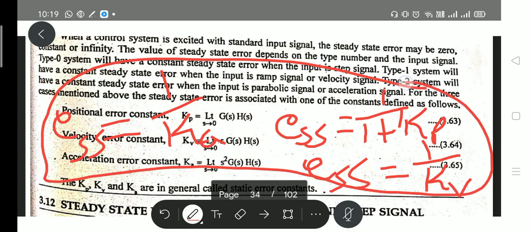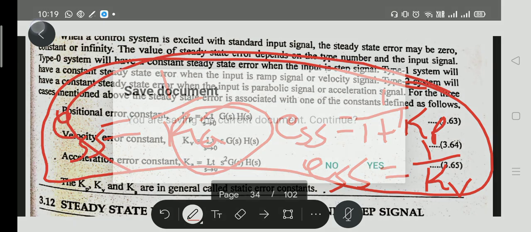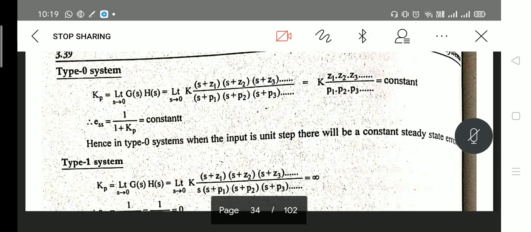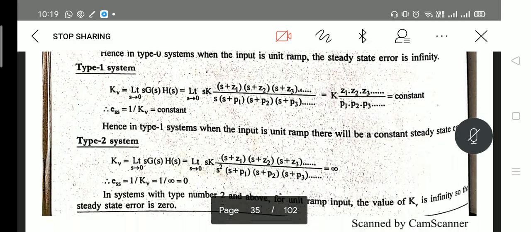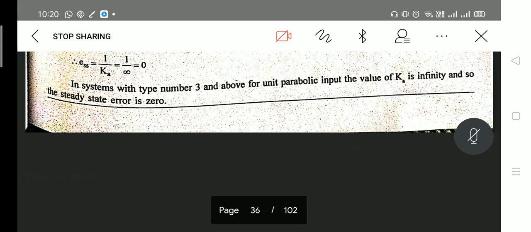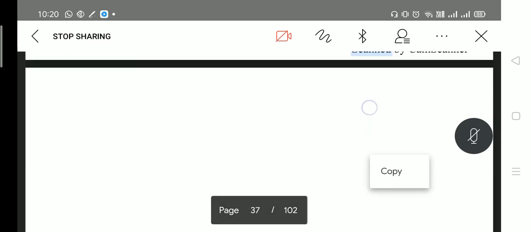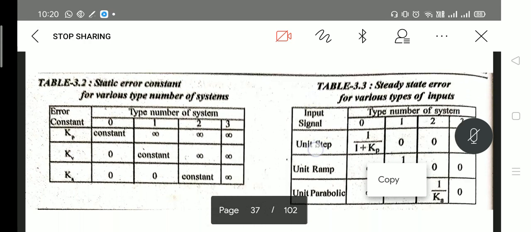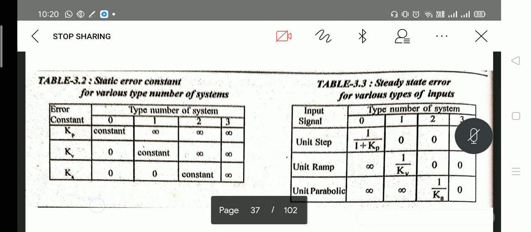These formulas are very important for doing problems and in competitive exams also. Okay, these three and these three. This derivation is not important. You can remember this tabular column.